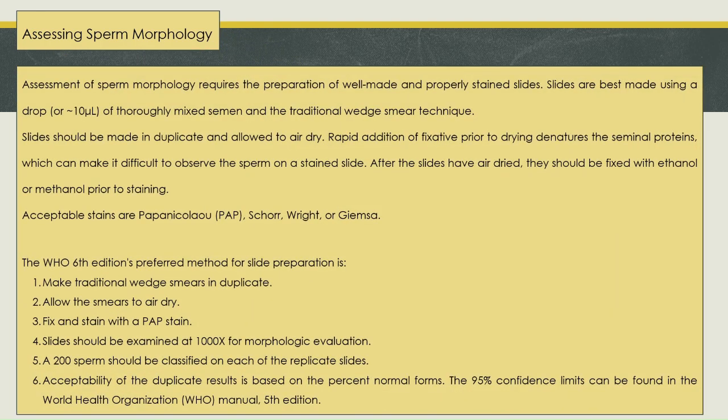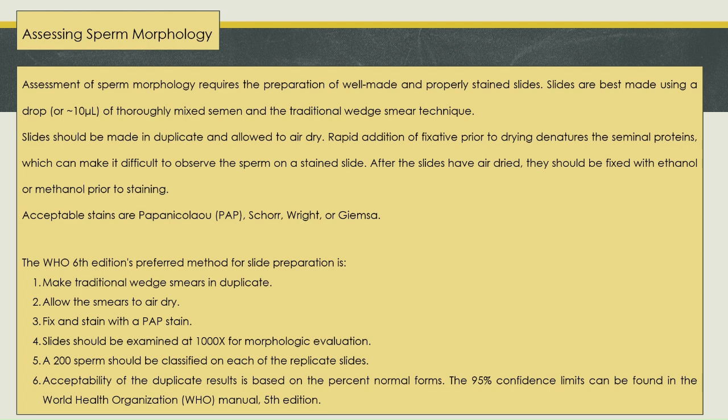Assessing sperm morphology. Assessment of sperm morphology requires the preparation of well-made and properly stained slides. Slides are best made using a drop, or 10 ml, of thoroughly mixed semen and the traditional wedge smear technique. Slides should be made in duplicate and allowed to air dry.